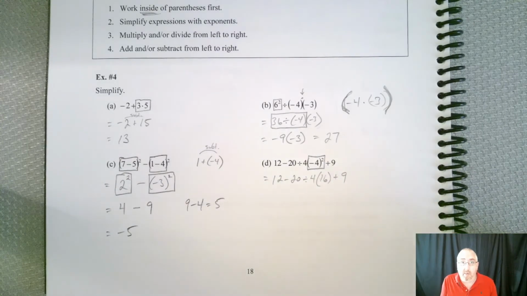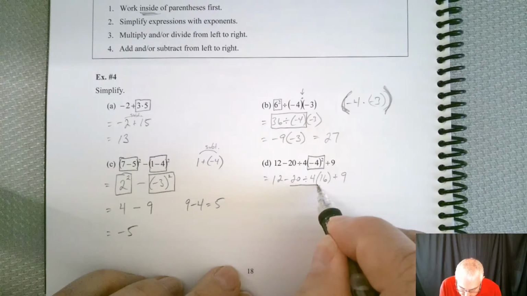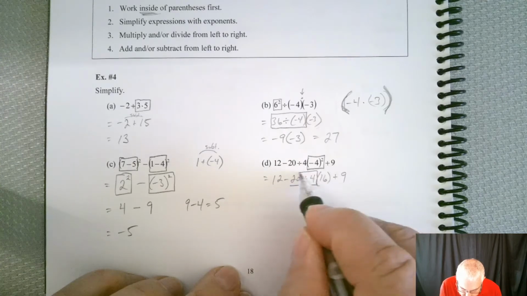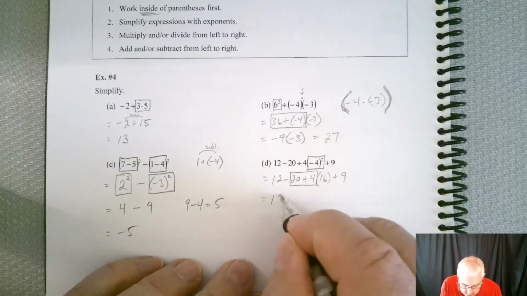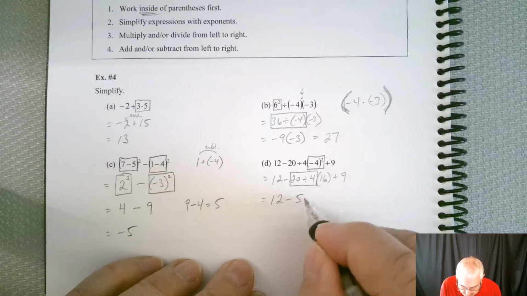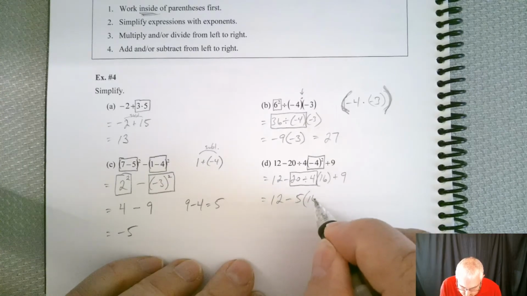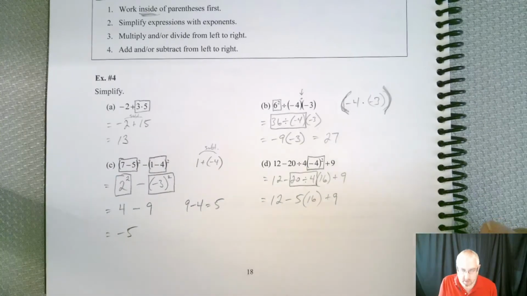All right, so now we've just got adding, subtracting, multiplying, and dividing. So what do we want to do first? Left to right is correct. So we've got to go left to right. So we do want to do this division next. And really that's all we can do. We can't do anything else yet. So we've got 12 minus 20 divided by 4, which is 5. Still got the 16 and then the 9.